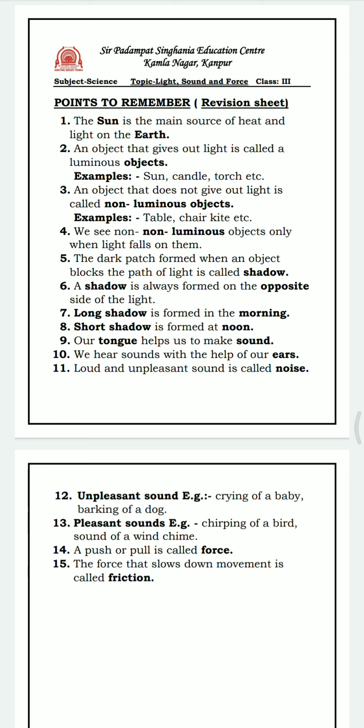So what is a shadow? If I ask you what is a shadow, how are you going to define? The dark patch formed when an object blocks the path of light is called a shadow. Okay, and a shadow is always formed on the opposite side of the light.